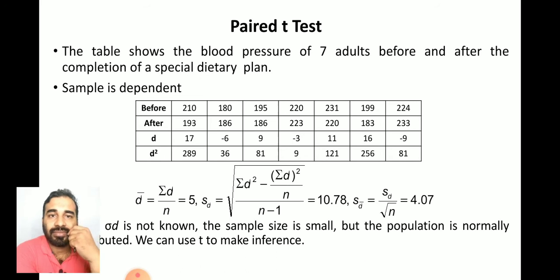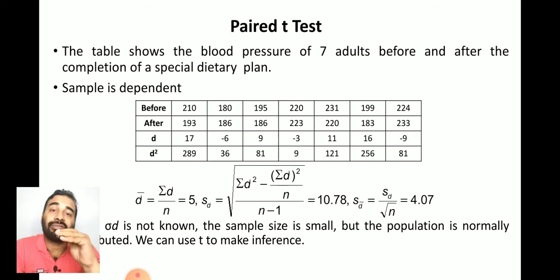How can we do that? Here the samples are dependent, because if I am following this dietary plan, you have to check my blood pressure, not my wife's or my brother's. So the sample is dependent, measured before and after. For the first adult, his blood pressure was 210 before, but after the plan it reduced to 193, and we have data on 7 individuals.